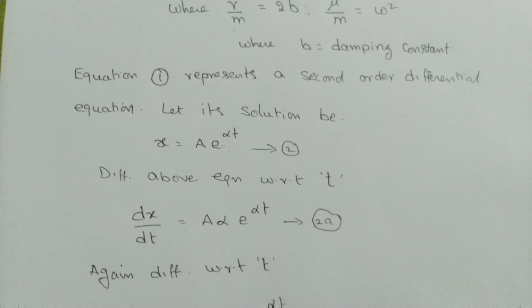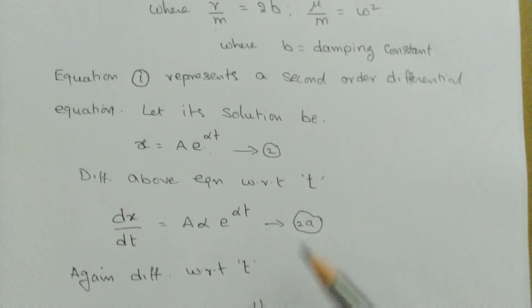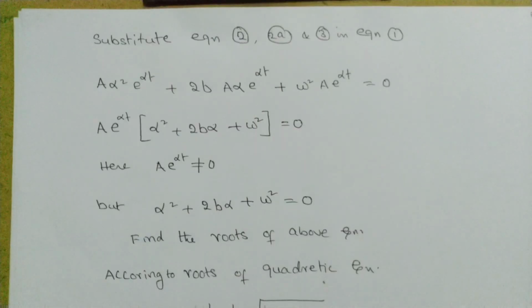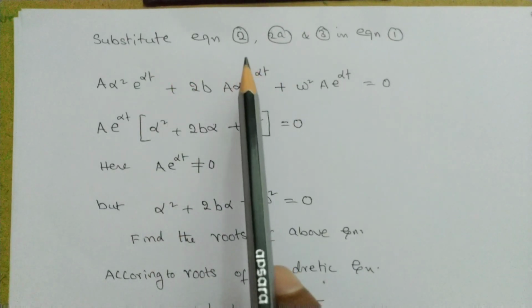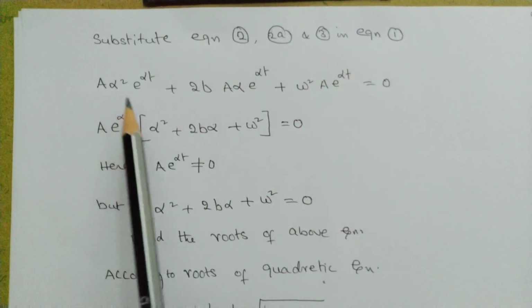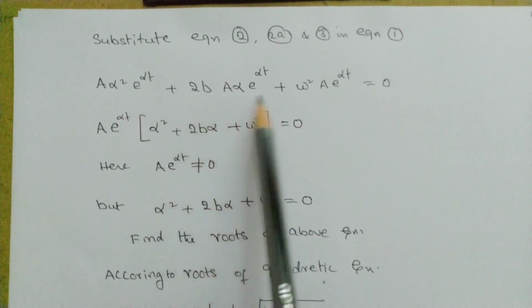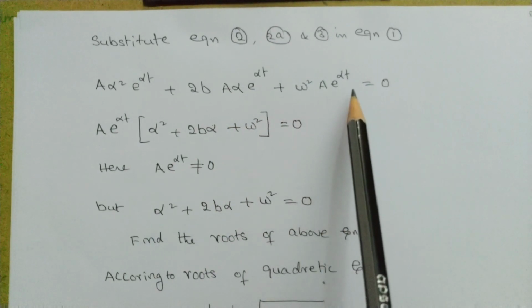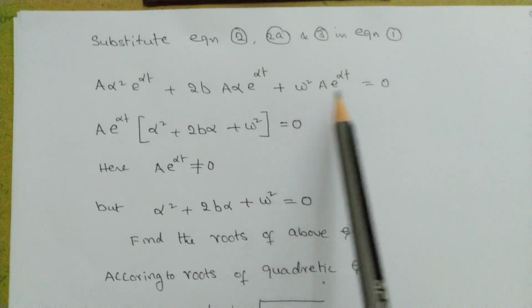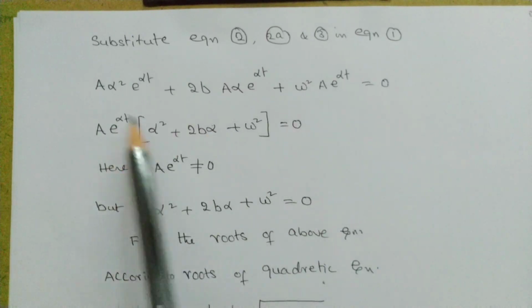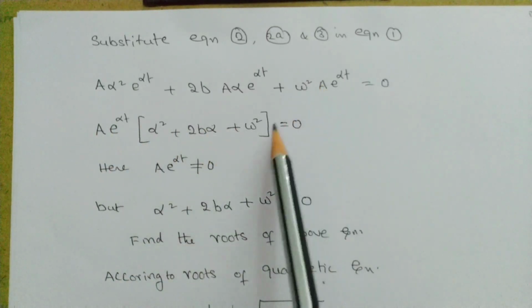Now I have to substitute equations 2, 2a and 3 in equation 1. I have substituted a into alpha square into e power alpha t, then 2b into a alpha e power alpha t, and omega square into a into e power alpha t. Now we have to take a common factor of a e power alpha t here. Then this equation becomes like this.